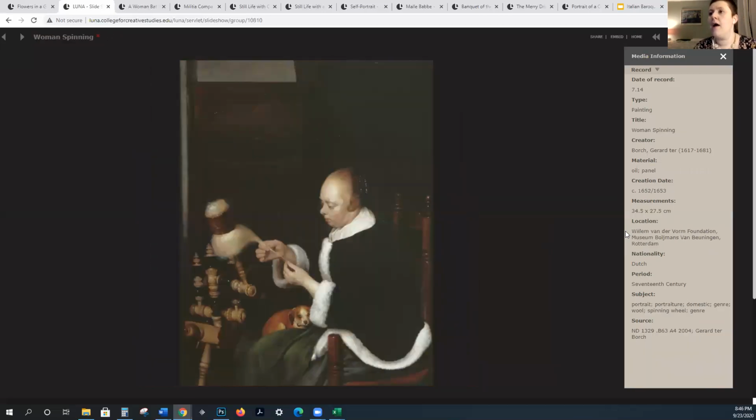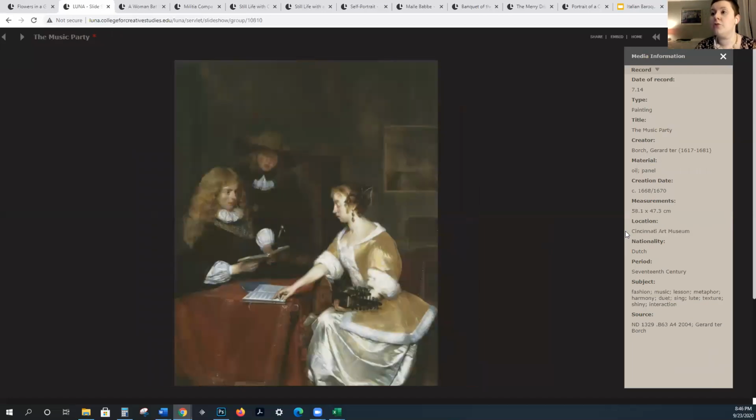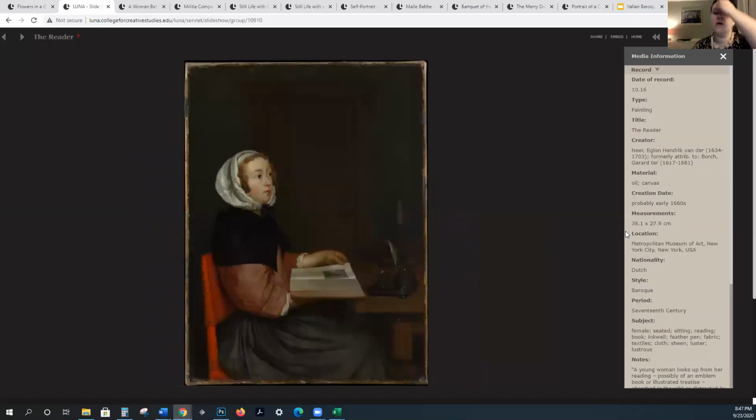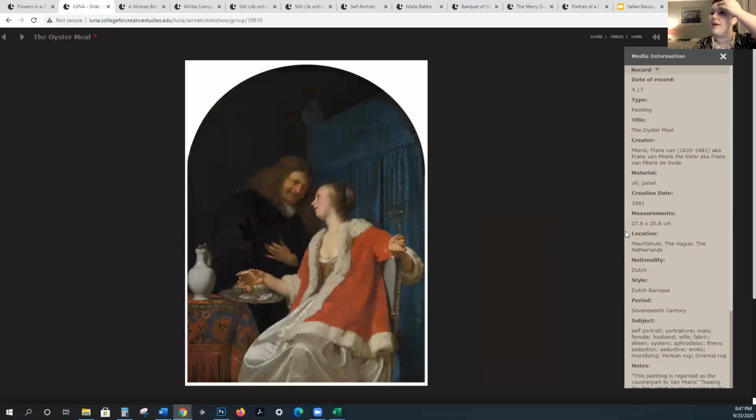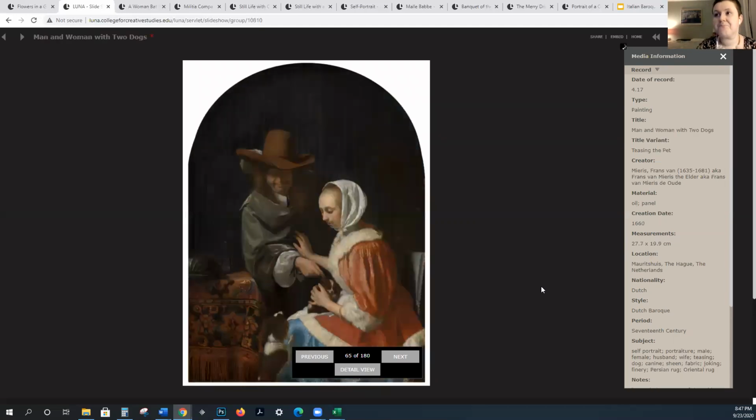So anyway, industry, virtue, etc. Okay, really, really beautiful work, really lovely. Again, this is an example of oysters as an aphrodisiac.